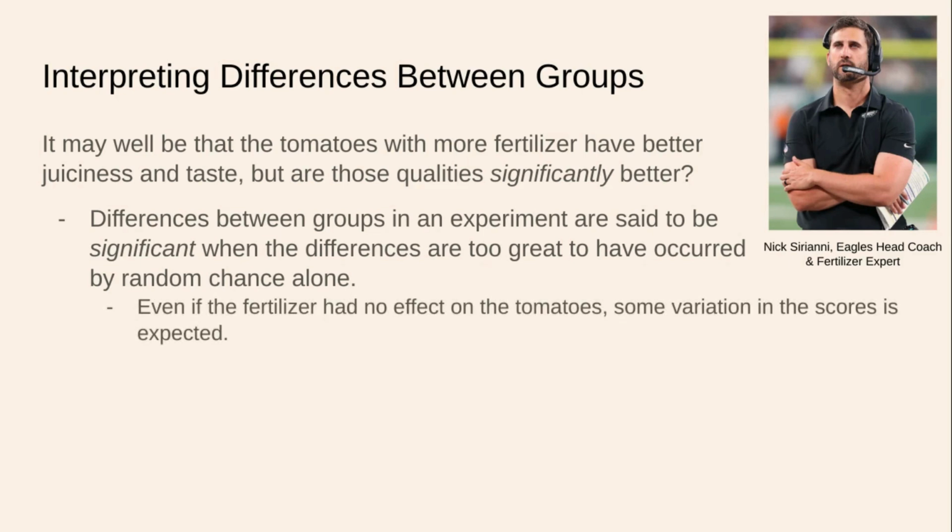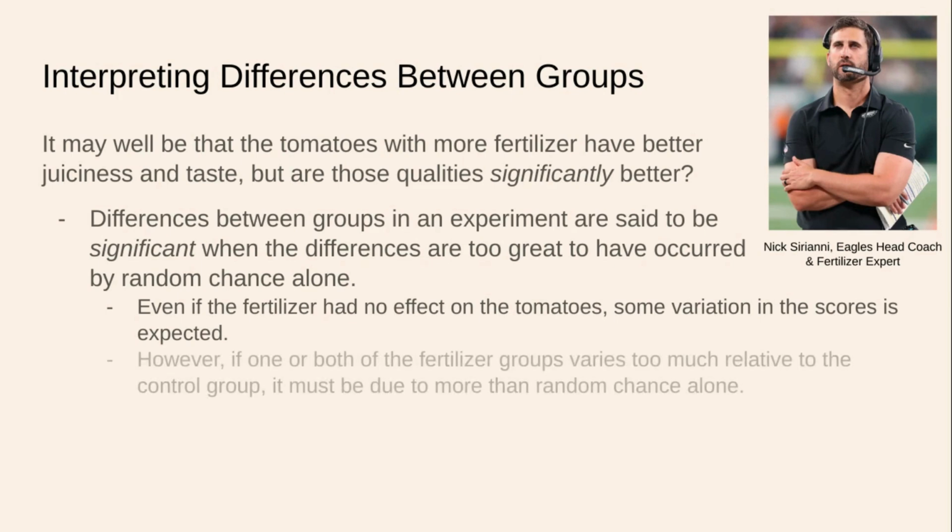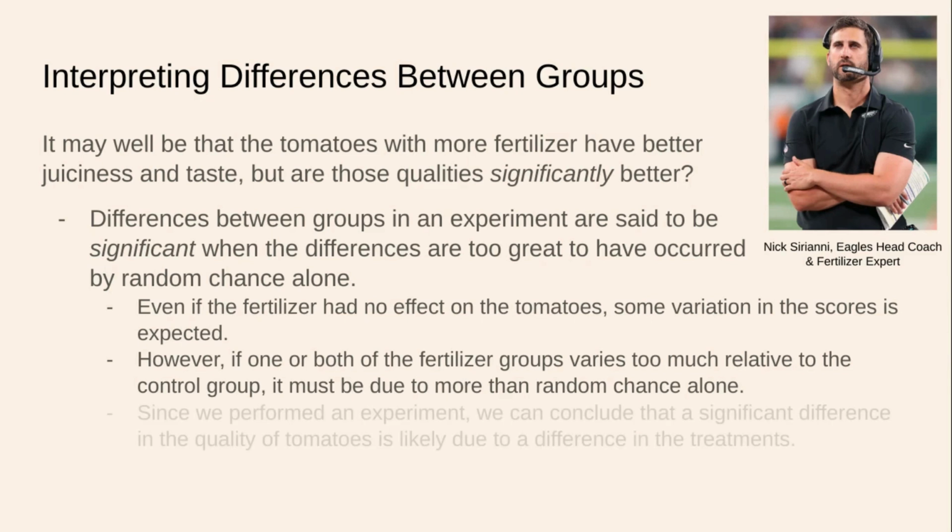So even if the fertilizer had no effect on the tomatoes, we can expect some variation in the scores. Some tomatoes are just naturally better tasting than others. However, if one or both of the fertilizer groups varies a lot relative to the control group, it must be due to more than just random chance alone. There's some cause and effect going on, and that's the power of an experiment. We can show cause and effect.